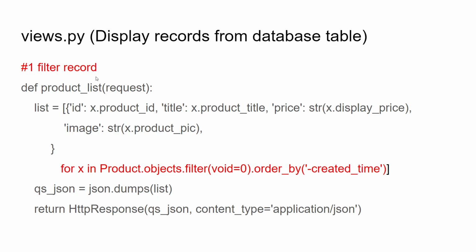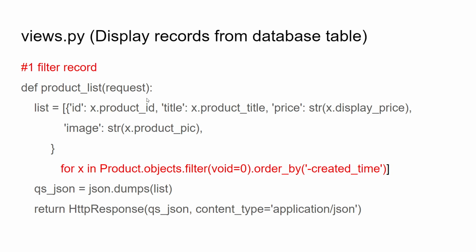So in our record we have the product list. The product list has the names, so we set product ID, product title, and then price, and then display price and then product pic. However, the product picture is a very long URL, so we just need to use the str, and in the price as well.